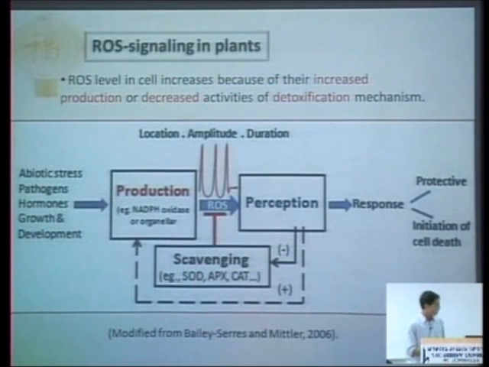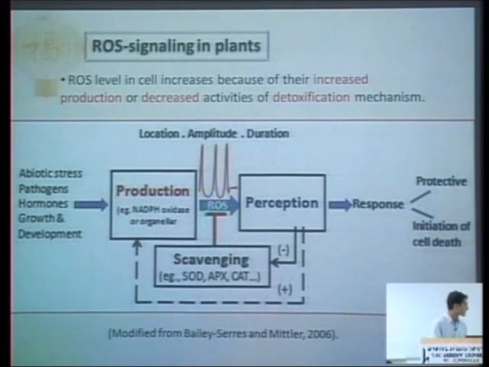But under abiotic stress or attack of pathogen, due to the activity of hormones and due to growth and development, the ROS gets accumulated in different cellular compartments. And this accumulation of ROS might be due to overproduction of ROS in response to these stresses, or the reduced activity of the scavengers or the antioxidants, or a combination of both.